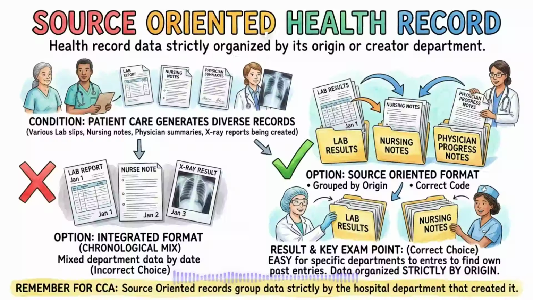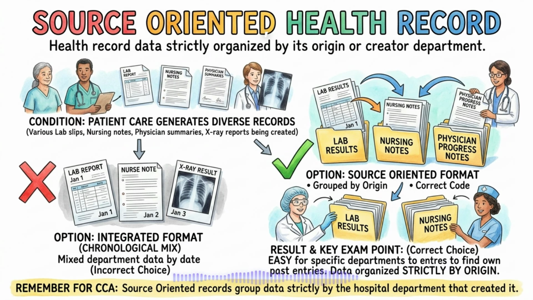One of the most common ways a health record is organized is called the source-oriented format. In a source-oriented health record, documents are grouped together based on the hospital department that created them. For example, all the laboratory results are kept in one section. All the nursing notes are in another section. And all the physician progress notes are kept together.